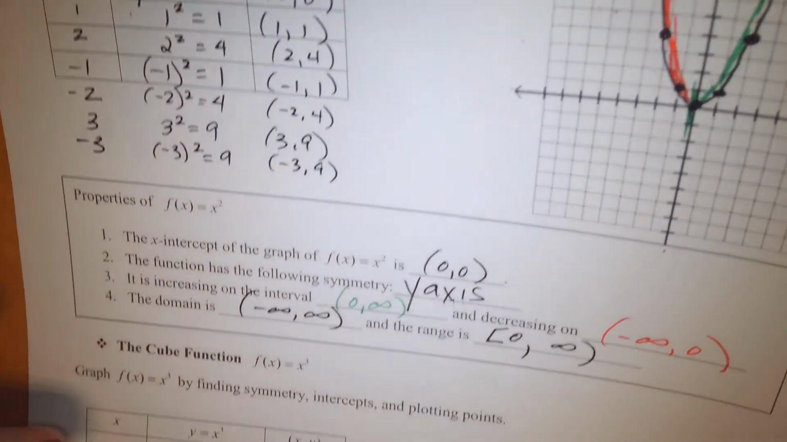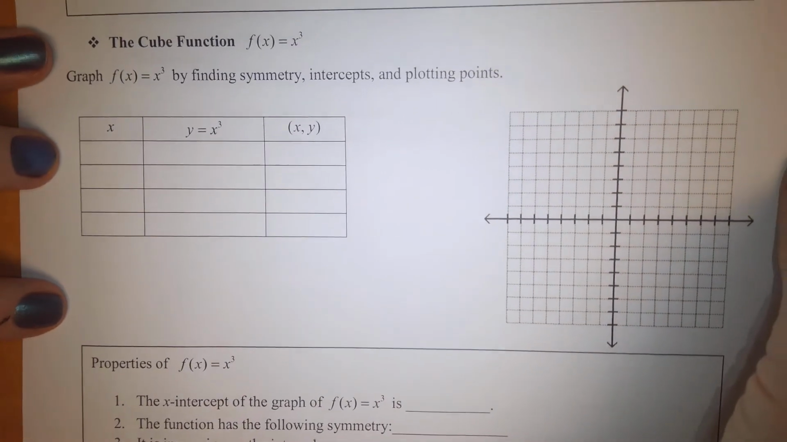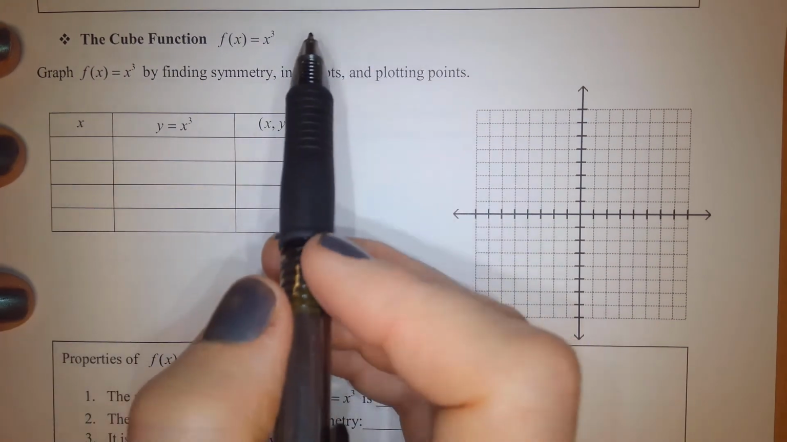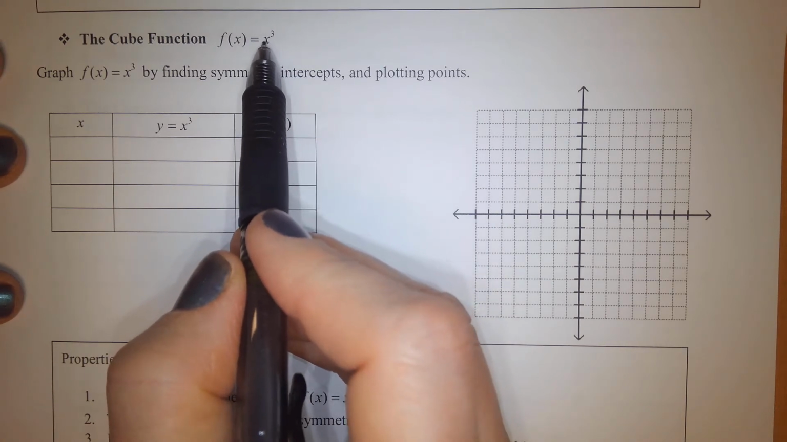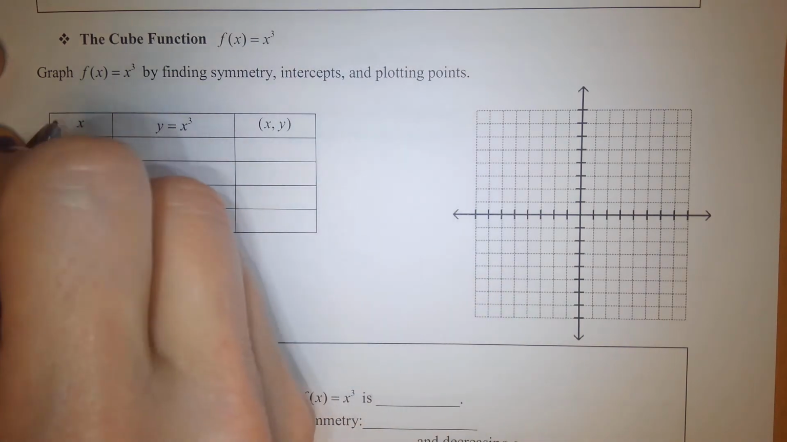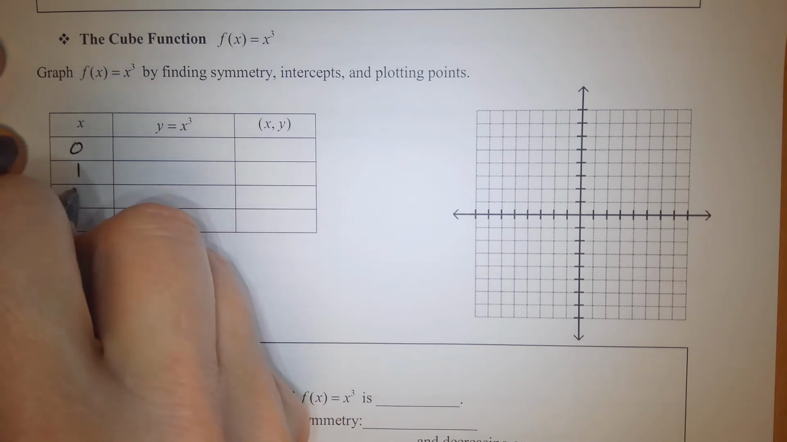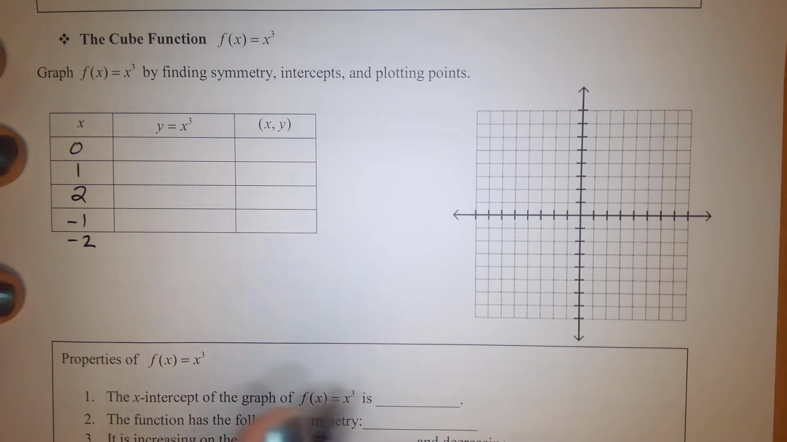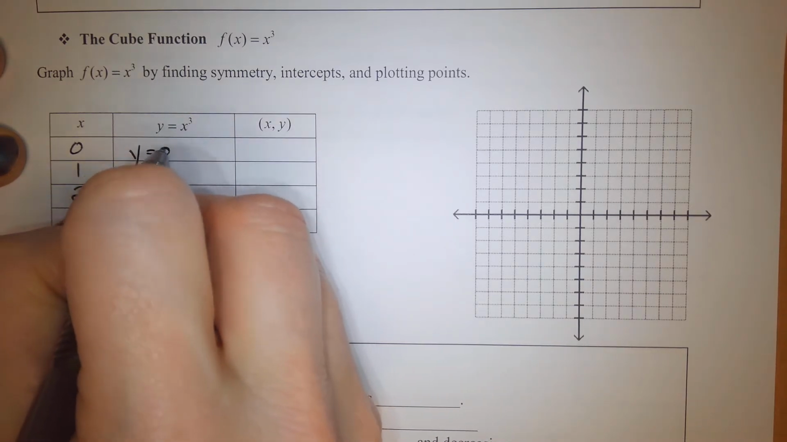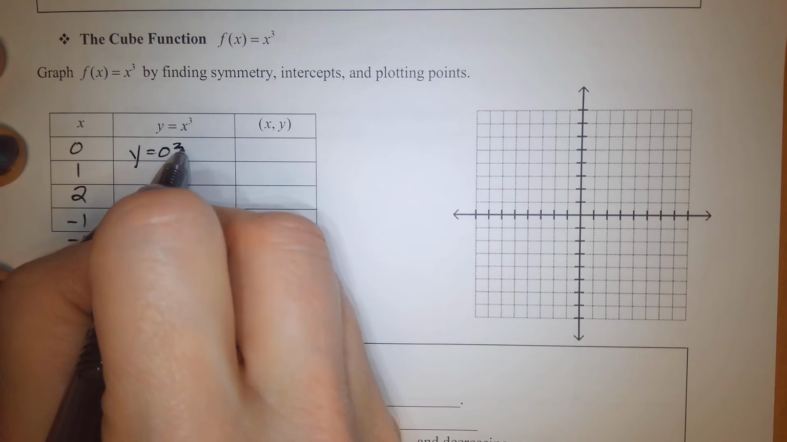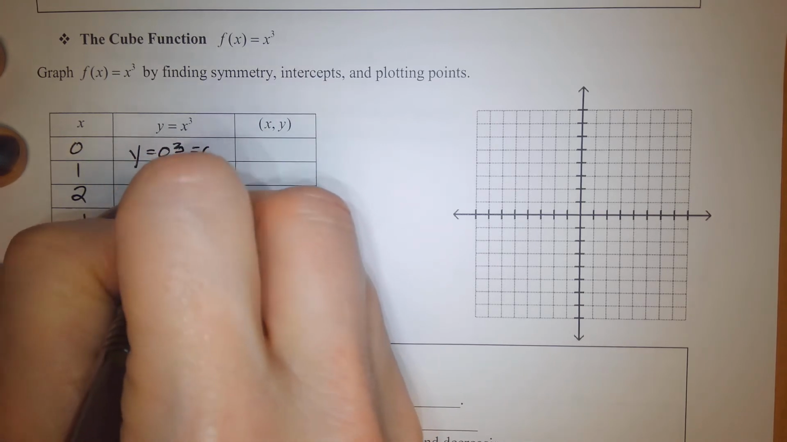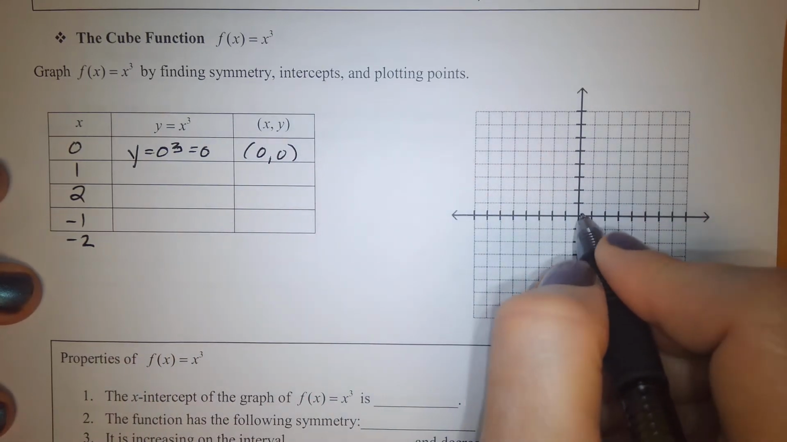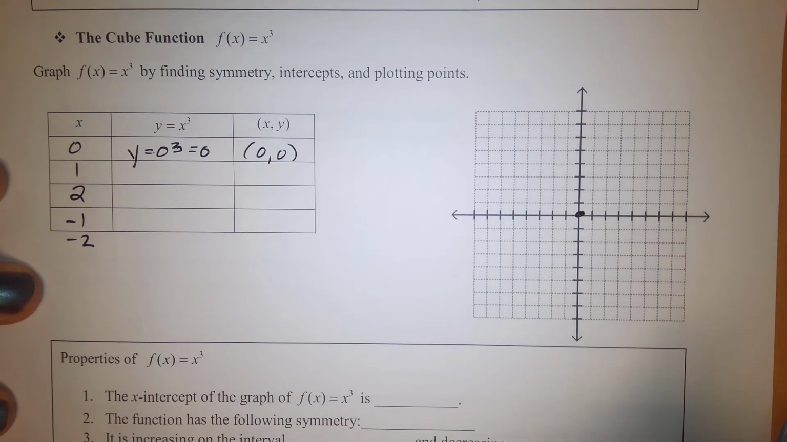Moving on to the fifth graph of 8 is the cubed function. The cubed function simply is a variable x to the third power. So I'm going to plug in some random points and see what happens to those points. When I plug in a 0 for x, I get 0 to the third power, which is in fact 0. So the origin will be a point on the cubed function.